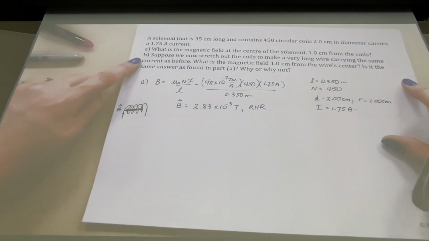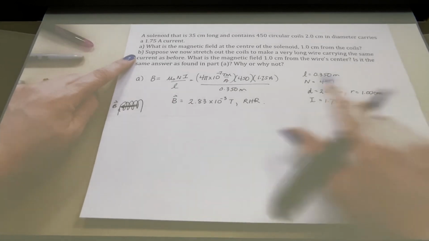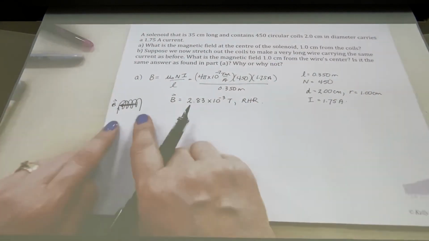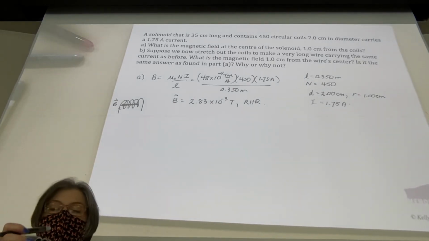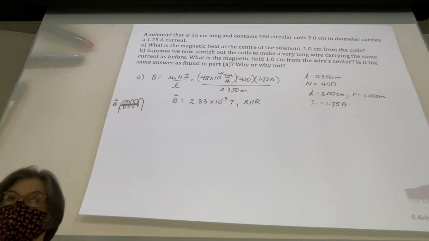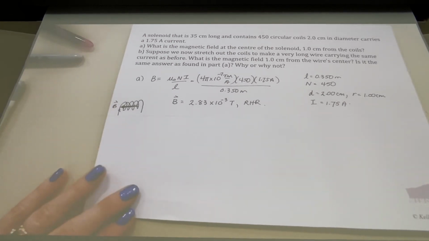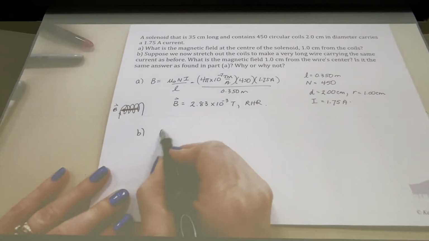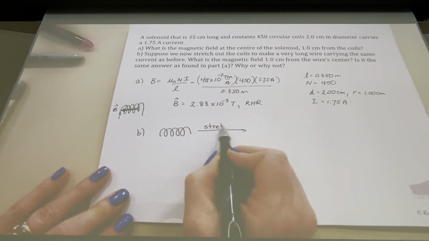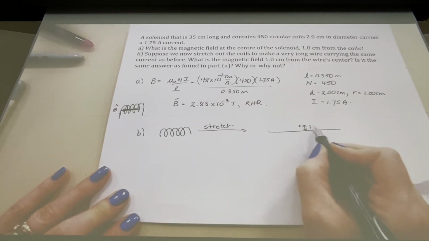So now this might be a slightly interesting comparison. What if we take our coils and we stretch our solenoid? We take our slinky and we stretch it, we uncoil it, so now it's a long wire. What would the magnetic field 1 centimeter away from the wire be? Do you think it should be the same or different? So for part B, we take our solenoid, we stretch it out, and try to find the magnetic field at a distance of 1 centimeter away.